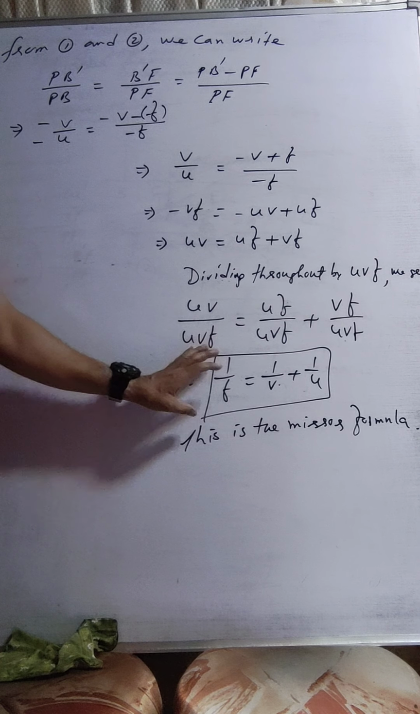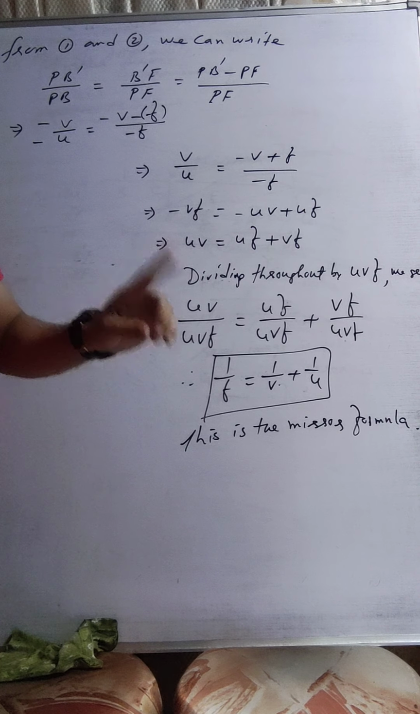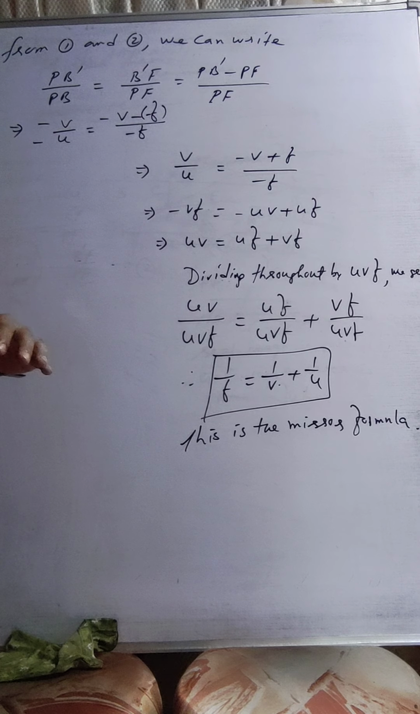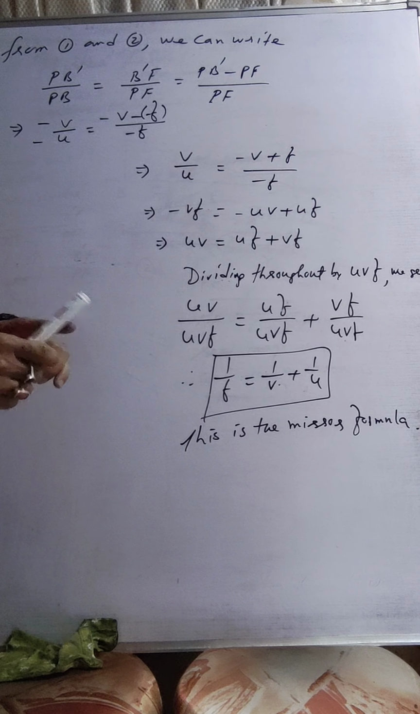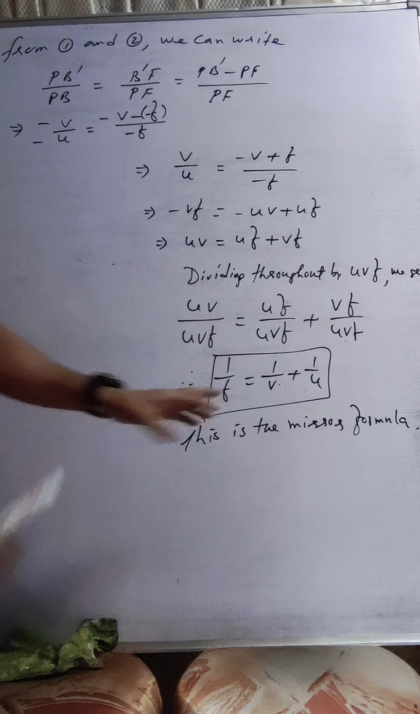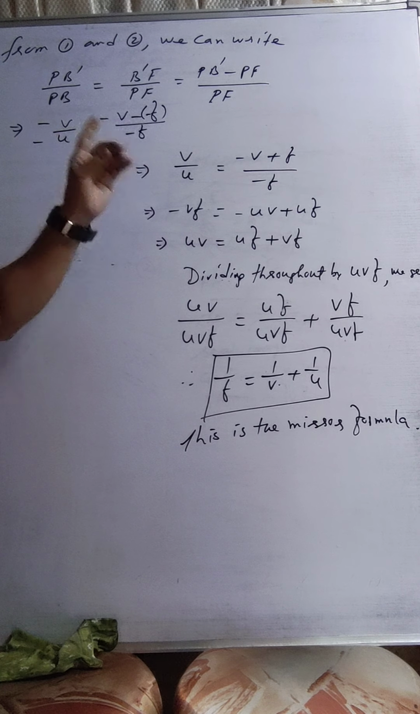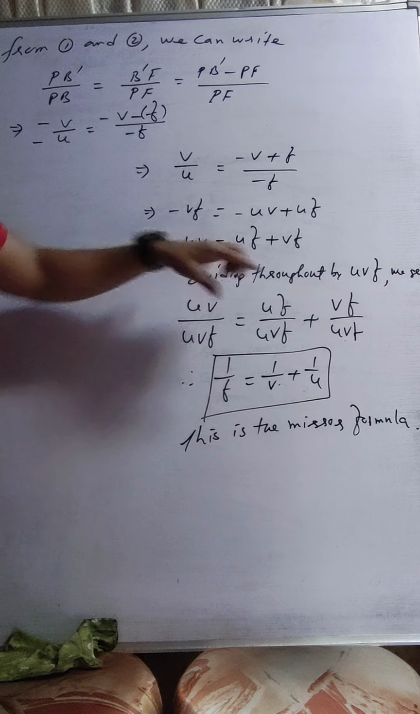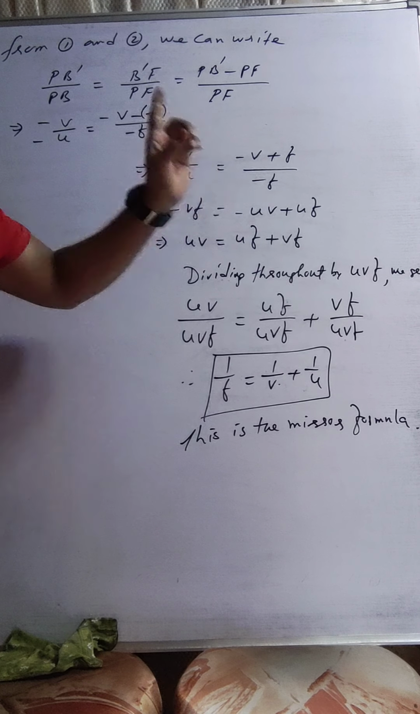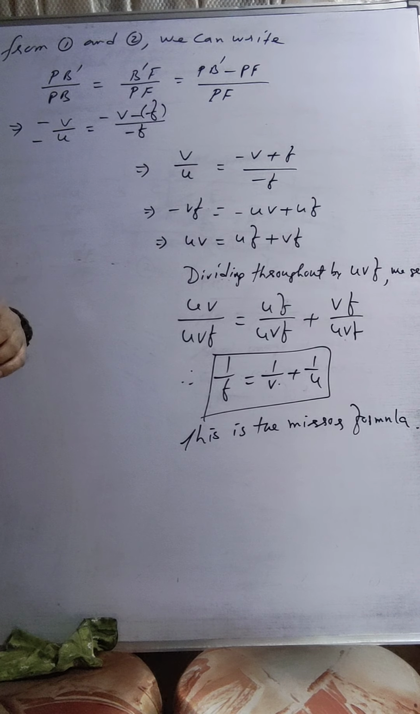The relation will be the same because this is the mirror formula for spherical mirror, not only for concave mirror or convex mirror, because concave and convex both are spherical mirrors. So this is the mirror formula for spherical mirror. If we derive a relation for convex mirror, the same will be the relation, because convex mirror is again a kind of spherical mirror.